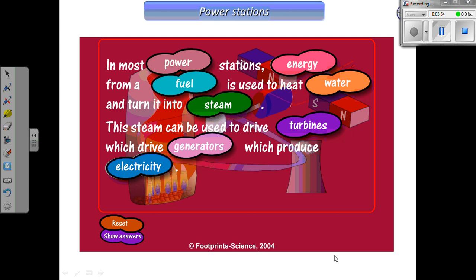In most power stations, energy from a fuel is used to heat water and turn it into steam. The steam can be used to drive turbines, which drive generators to produce the electricity, just as we've seen on the last slide.